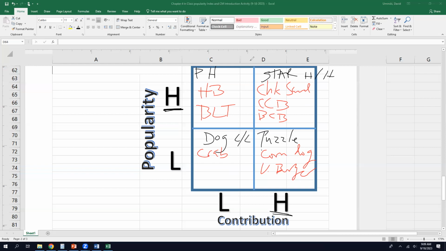Now let's look at our stars. So chicken sandwich, chili cheeseburger, bacon cheeseburger. We're rocking on those. Okay. Our puzzles, corn dogs and veggie burgers. If they're low popularity, do we just get them off of our menu? Why would we not get rid of these two items on our menu? Okay, so they're still making us money. That's great. Awesome. What else?